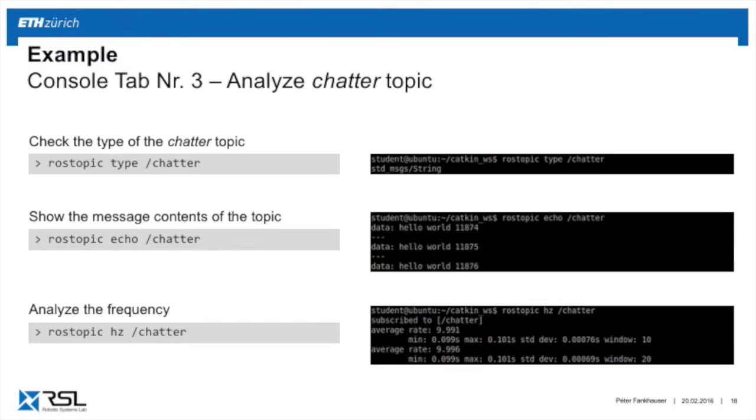You should see the message going up with an increasing number. Now there are other commands such as rostopic hz, or Hertz, which provides you the frequency at which this topic is published. So if you type in rostopic hz /chatter, you'll see that it measures for a while and then gives you the average rate together with the min, max and standard deviation. How fast are these messages sent out on this topic?